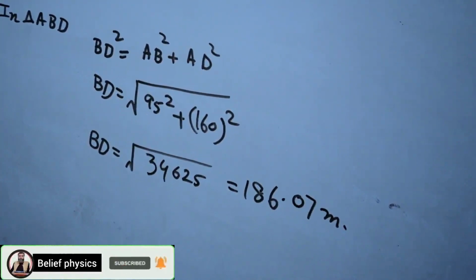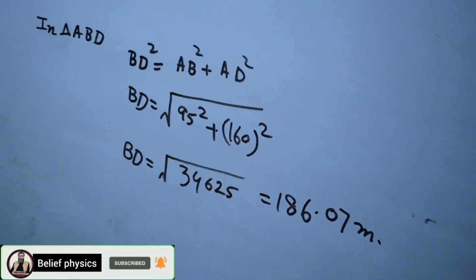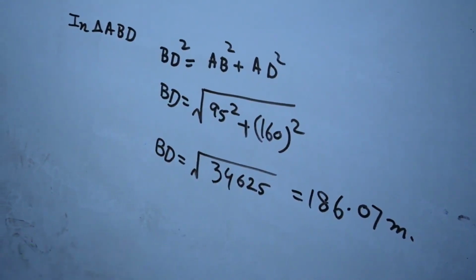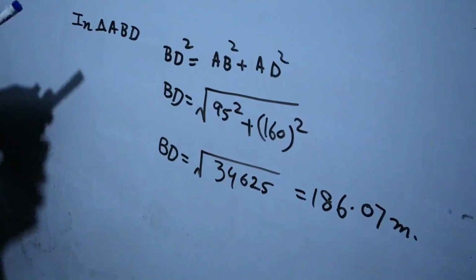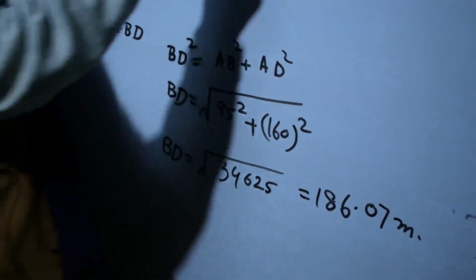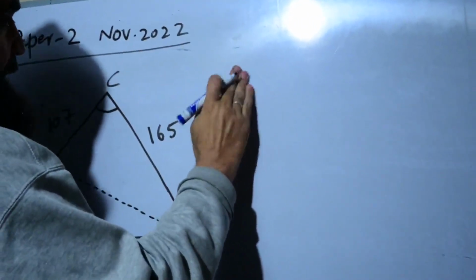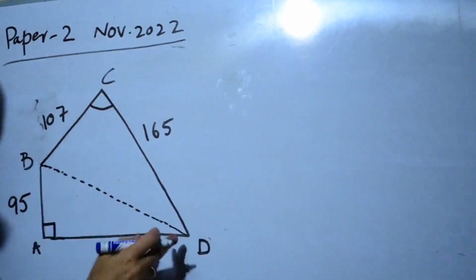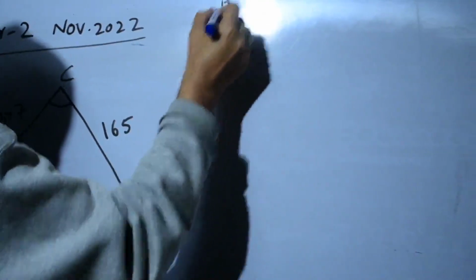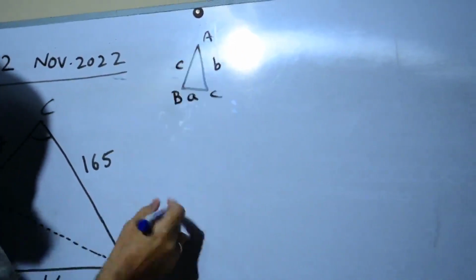Now in triangle BCD, all the dimensions are known. We can use the cosine rule to find any angle. In any triangle, the cosine rule is: if we have any triangle A, B, C, this length is a, this length is b, and this is small c.